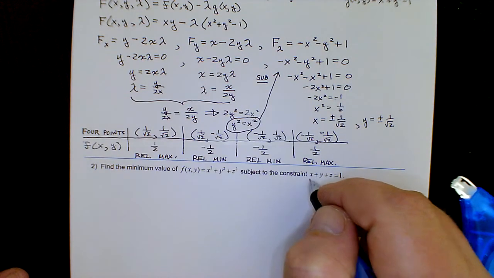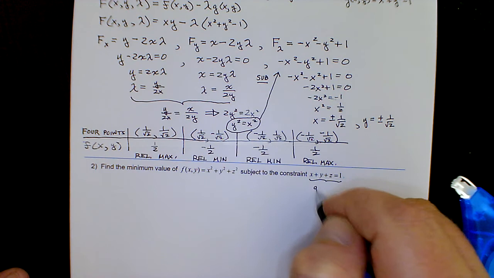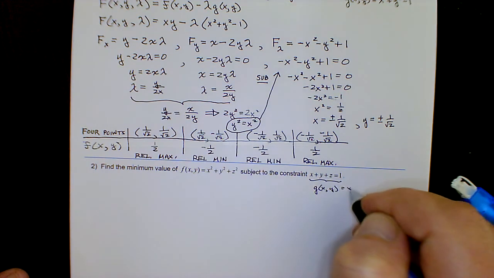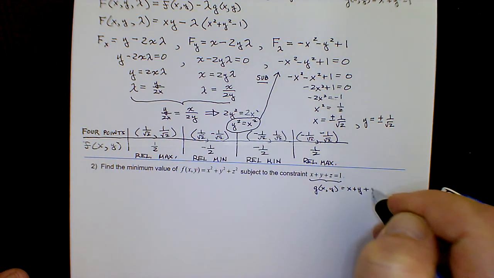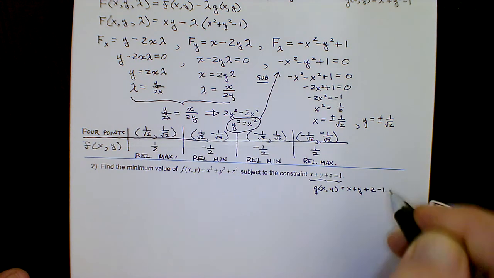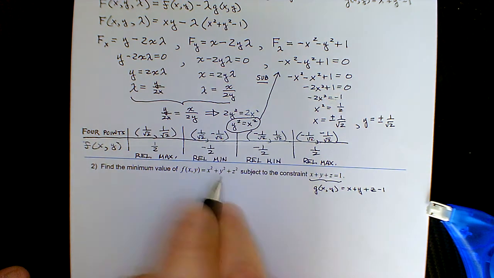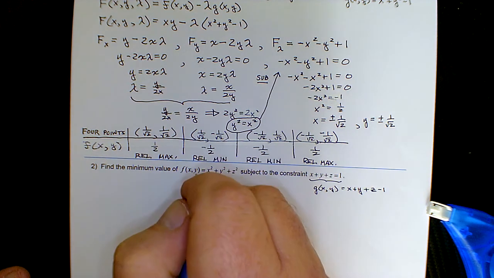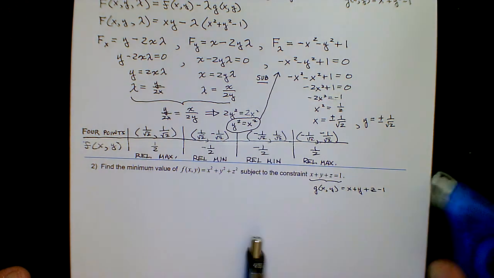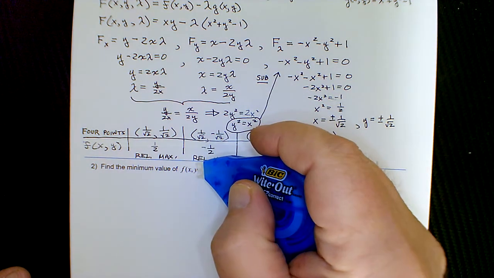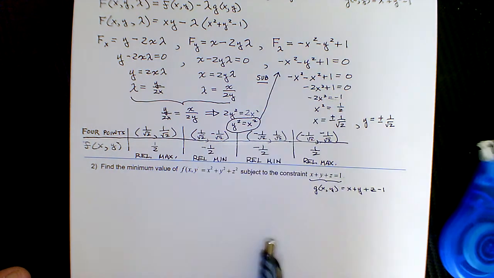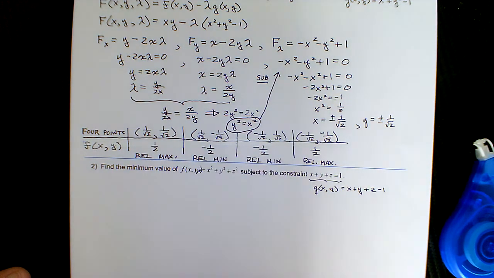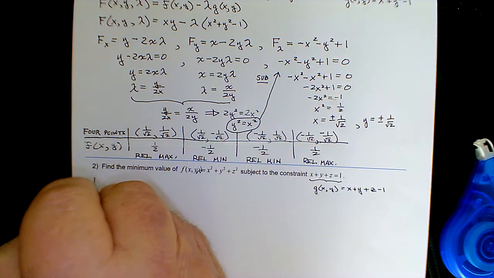Here we'll have g of x, y, I'll set it to 0, so x plus y plus z minus 1. Here's our function f of x, y, and actually it's f of x, y and z. So that's a little typo there. See if we could squeeze a z in there. Okay, so it's a function of 3 variables.